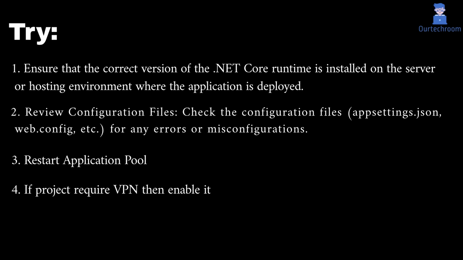You can try following solutions if previous does not work for you. 1. Ensure that the correct version of the .NET Core runtime is installed on the server or hosting environment where the application is deployed. 2. Review configuration files like appsettings.json, web.config for any errors or misconfigurations. Restart application pool. If your .NET project required VPN, then enable it by consulting with your team lead. This might solve your problem.